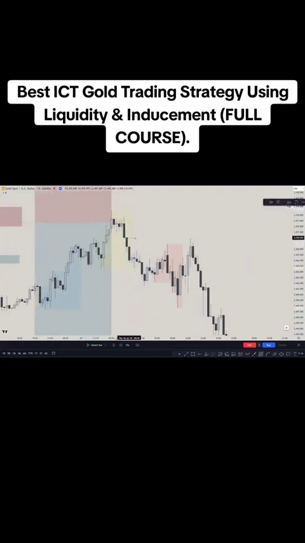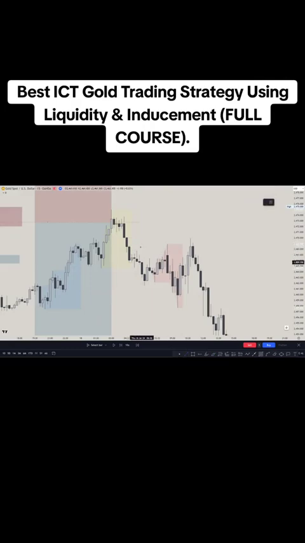What we have here is this high protected, this high protected, this high taken, and we took the low. But then again, that's a valid pullback. But then we also took the high again, and we closed below the low. So now this is our valid pullback. It's this high right here.